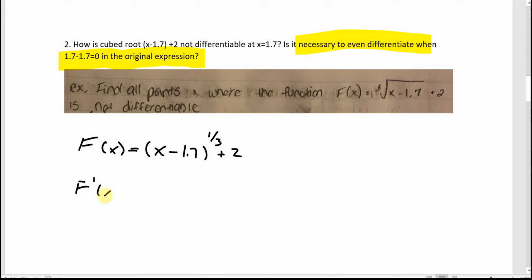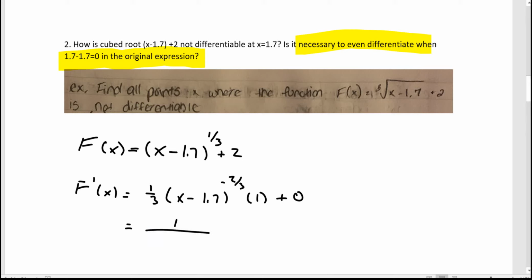So the derivative of this sucker, we could use the chain rule, and that's going to be 1/3 times x minus 1.7. Subtract 1 from the exponent. That's going to be a negative 2/3. Then we would have to multiply by the derivative of the inside, and then the derivative of 2 is going to be 0. Now I wrote down the times 1 and the 0 plus 0. You know that isn't really necessary, but just for completeness, I'm writing that out.